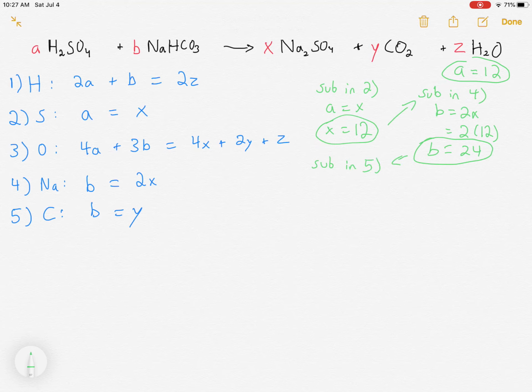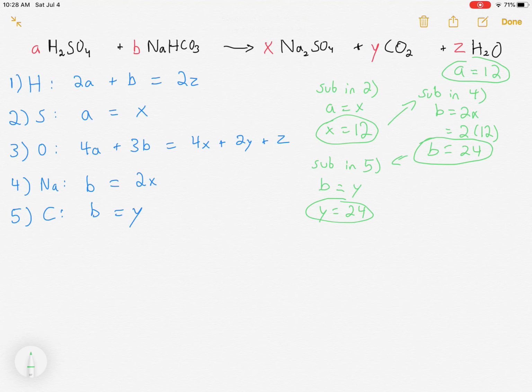Because we are told here, we know that B equals Y. The coefficient for B has to equal the coefficient for Y. So if B equals 24, that means that Y equals 24, and we found another proportion. We know that b and y will have an equal value for their coefficients because the proportion is the same. We also know that the proportions are such that the coefficients for b and y are twice as much as a and x. So now we've solved all the variables except for z.